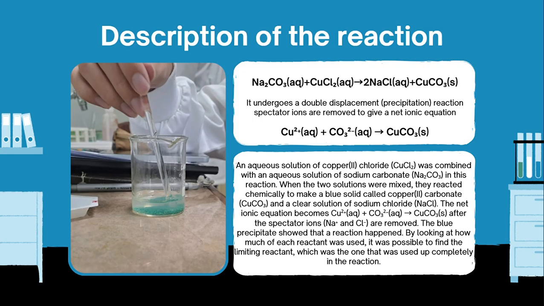The net ionic equation becomes Cu2+ plus CO3 2- to form CuCO3 after the spectator ions NaCl are removed. The blue precipitate showed that a reaction happened by looking at how much of the reactant was used. It was possible to find the limiting reactant, which was the one that was used up completely in the reaction.